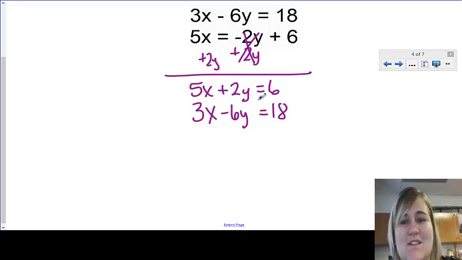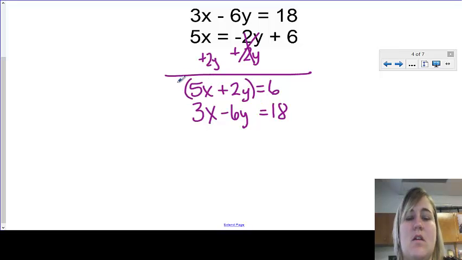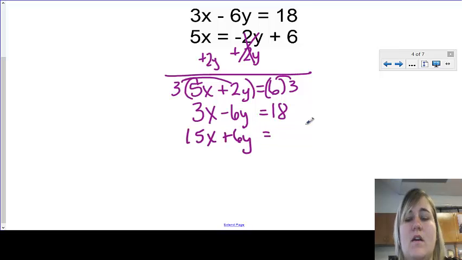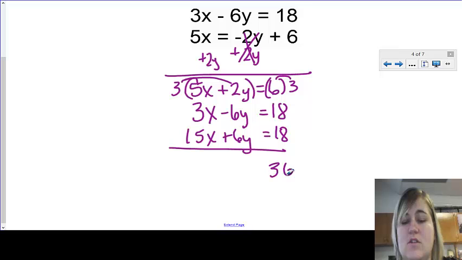So I'm going to take this times 3 on the left and right, on both sides. Then I can distribute. So I get 3 times 5x is 15x plus 3 times 2y is 6y equals 6 times 3 is 18. So now I can add these. 18 plus 18 is 36. Negative 6y plus 6y, those cancel out.